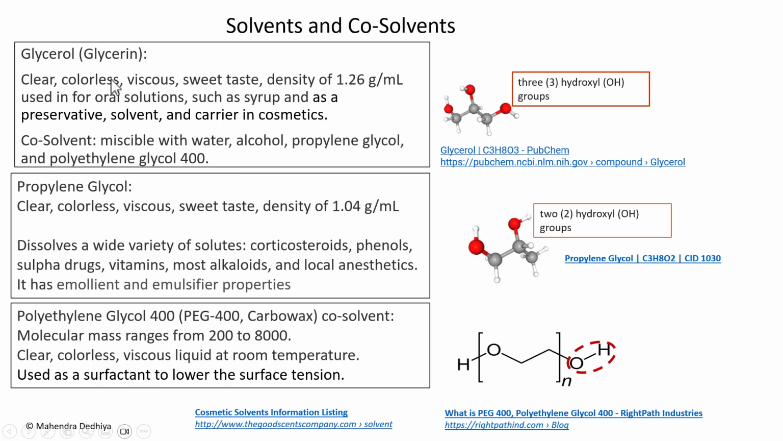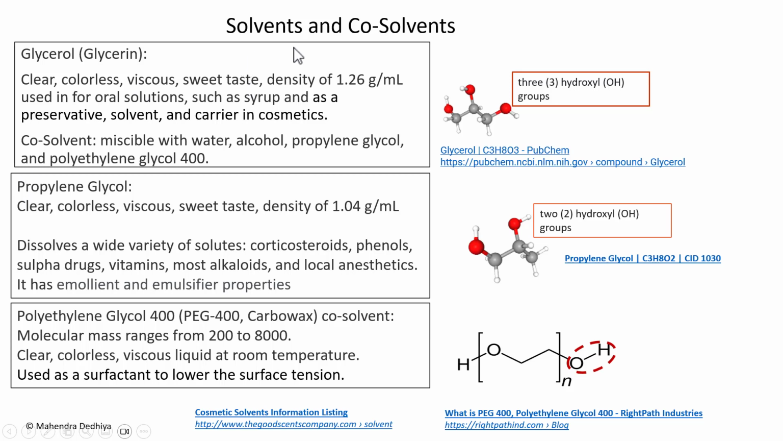Cosolvents. Solvents depending on the drug product and or cosmetic product. Glycerol or glycerin is a cosolvent. It's miscible in water, alcohol, propylene glycol, and polyethylene glycol. It has a slightly sweet taste and it has a high density. For material that provides higher density, we would use glycerin with a sweet taste.